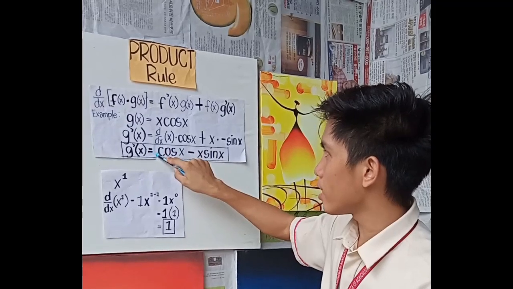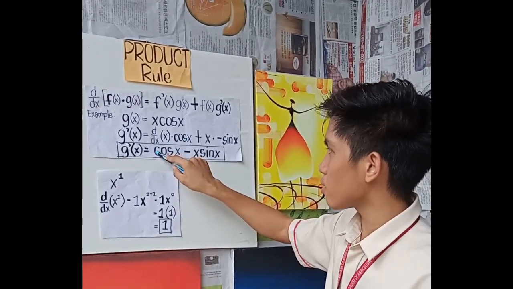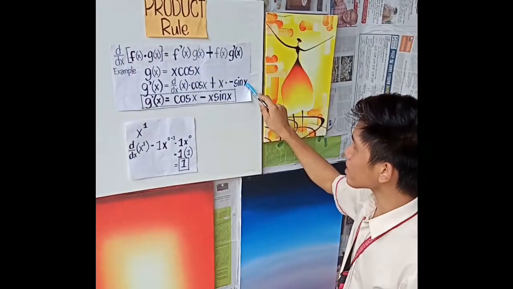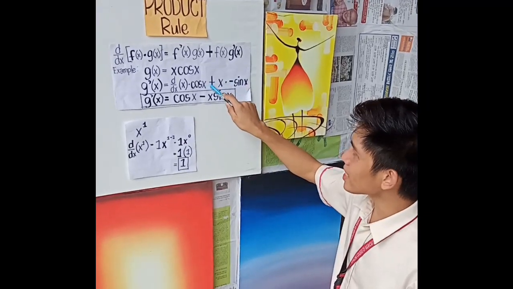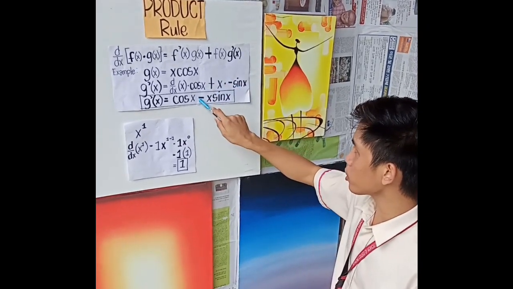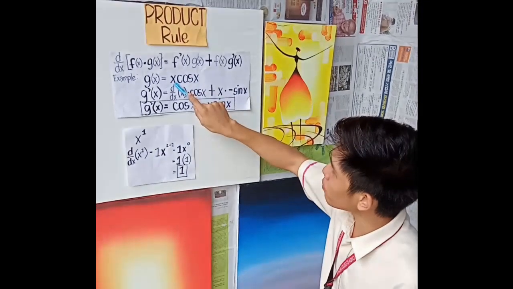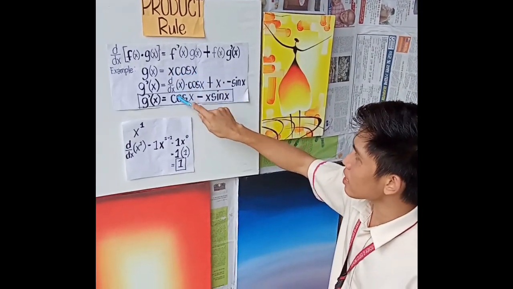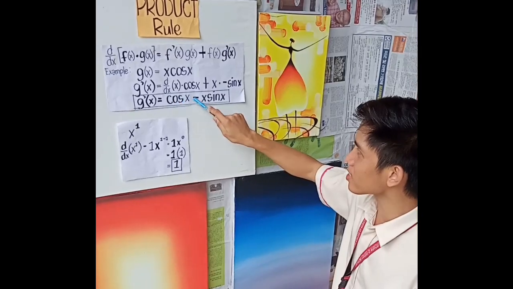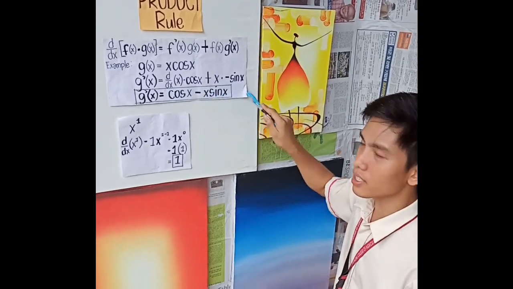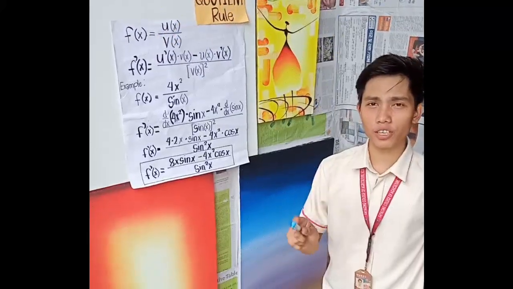It's just 1 times the cosine of x. So cosine of x, plus negative sine of x times the positive x, is going to be equal to negative x times sine of x. So the derivative of x cosine of x is going to be equal to cosine of x minus x times sine of x. So we will now proceed to the quotient rule.